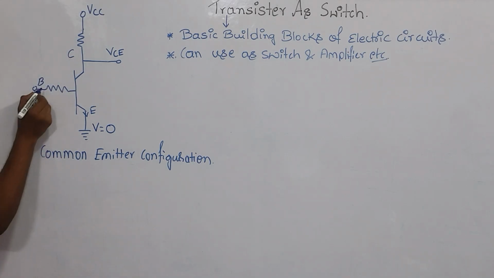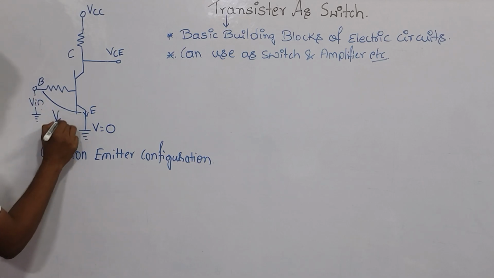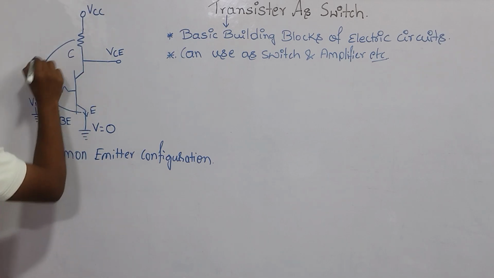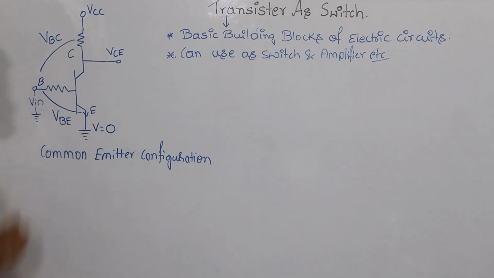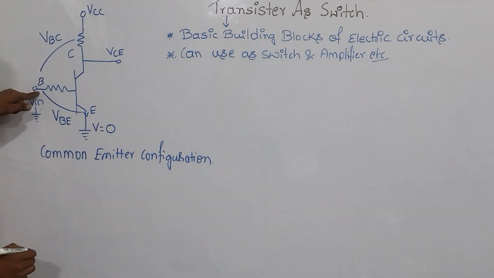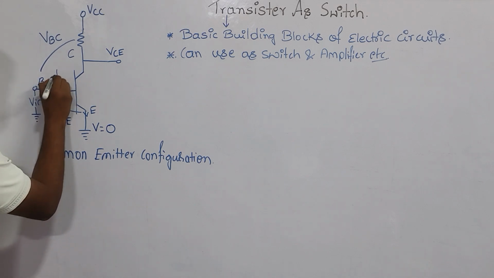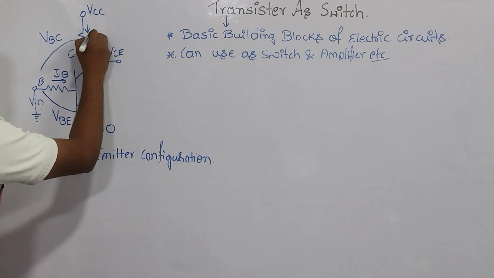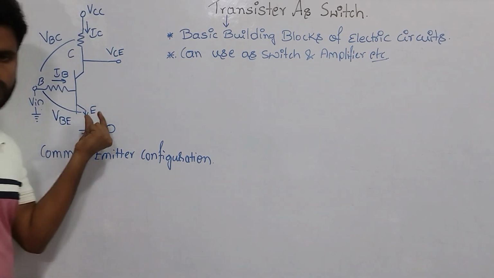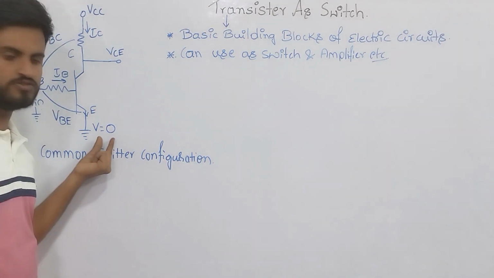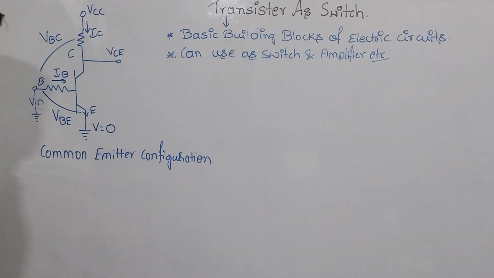The voltage between base and emitter is called VBE, and the voltage between base and collector is called VBC, and there will be no current flow in the emitter. The current flowing through the base is called IB, and the current flowing through the collector is called IC, and there will be no flow of current through the emitter because the voltage will be equal to 0 since the emitter is grounded.